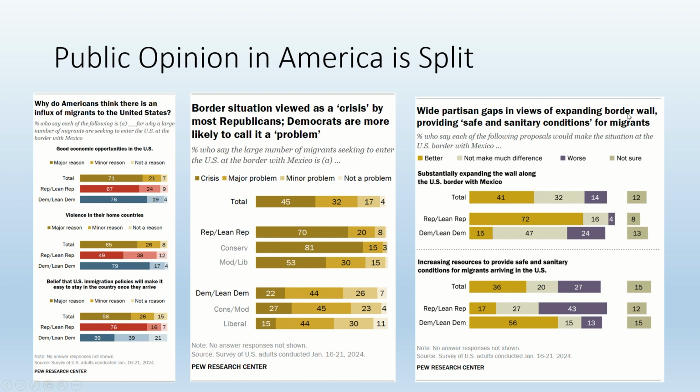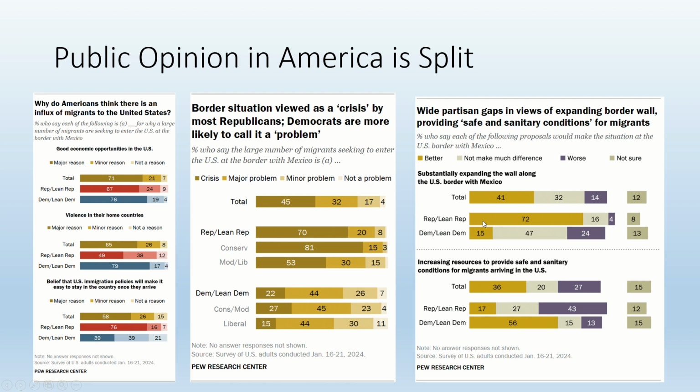What do we do about the border wall? Should we expand it, or should we make things safe, and where should we put our money? Expanding the border wall, or creating safe and sanitary conditions for migrants? Humanitarian or security? So what you see is a big difference between Democrats and Republicans, obviously.